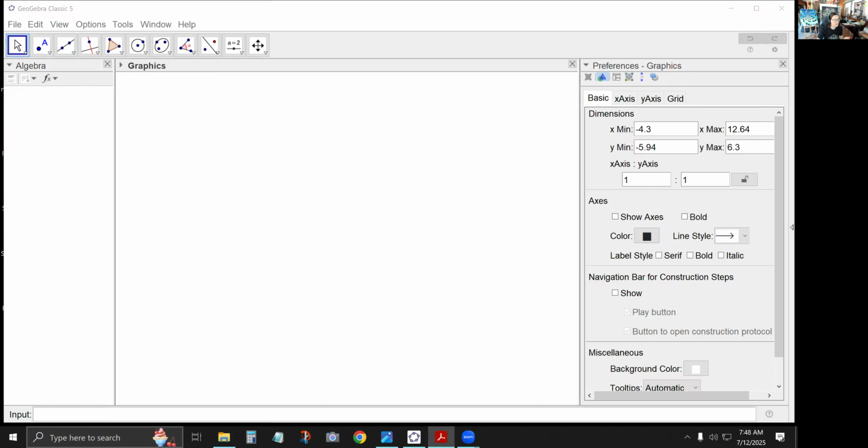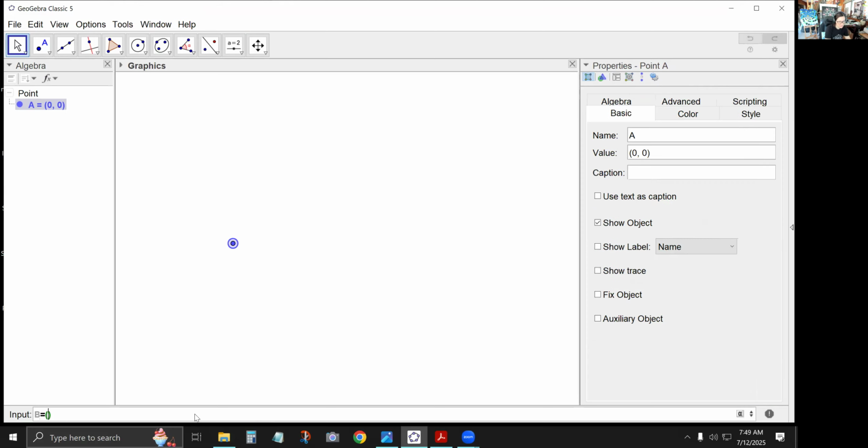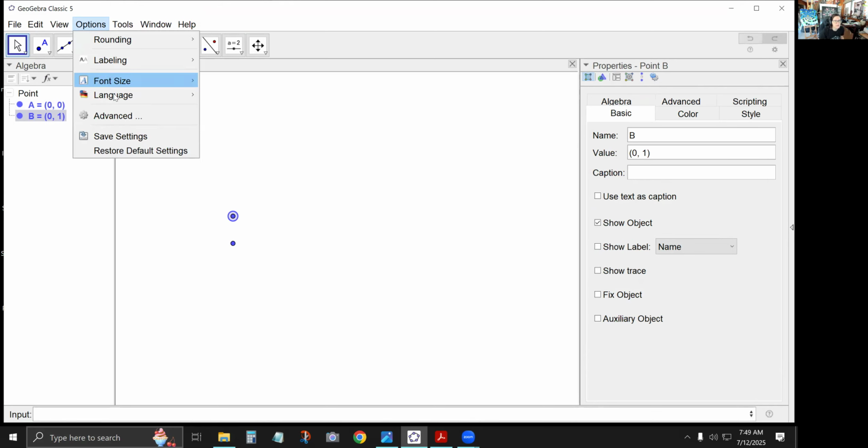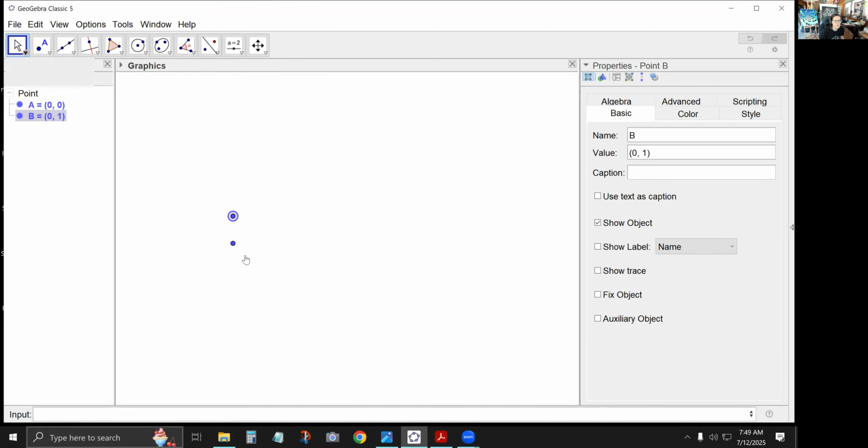So I am using GeoGebra Classic 5. And I'm not going to show you how to set up default settings. You can find that in another video that I will link in the comments. So as usual, we're going to start out with a couple of points. So we're going to start out with the point A equals 0, 0, and B equals 0, 1. And let me turn on labeling for my points.